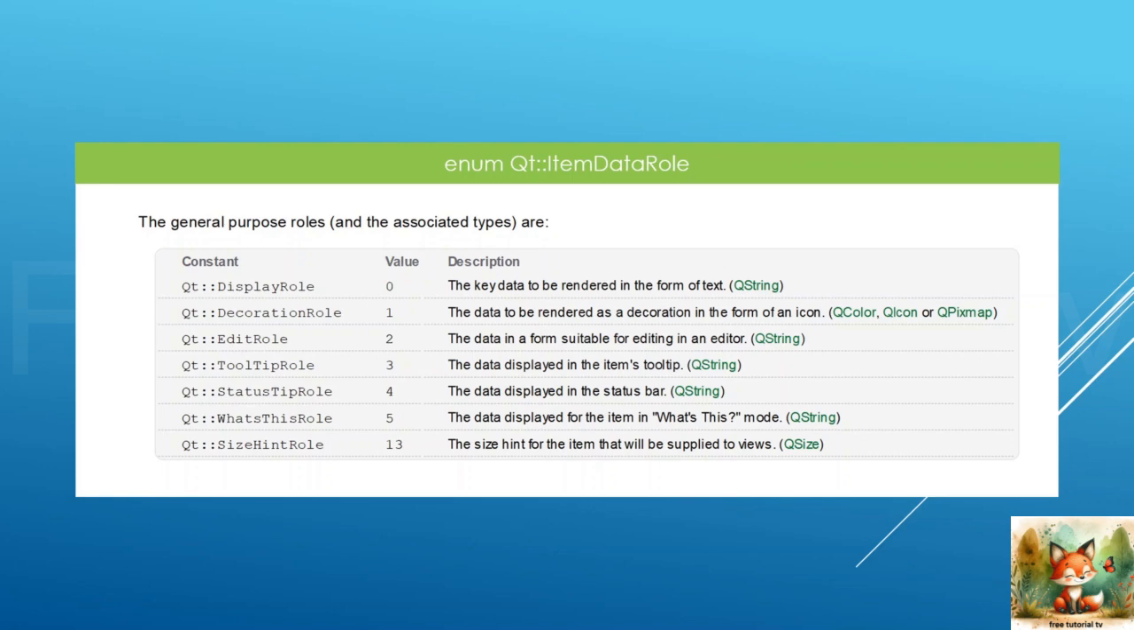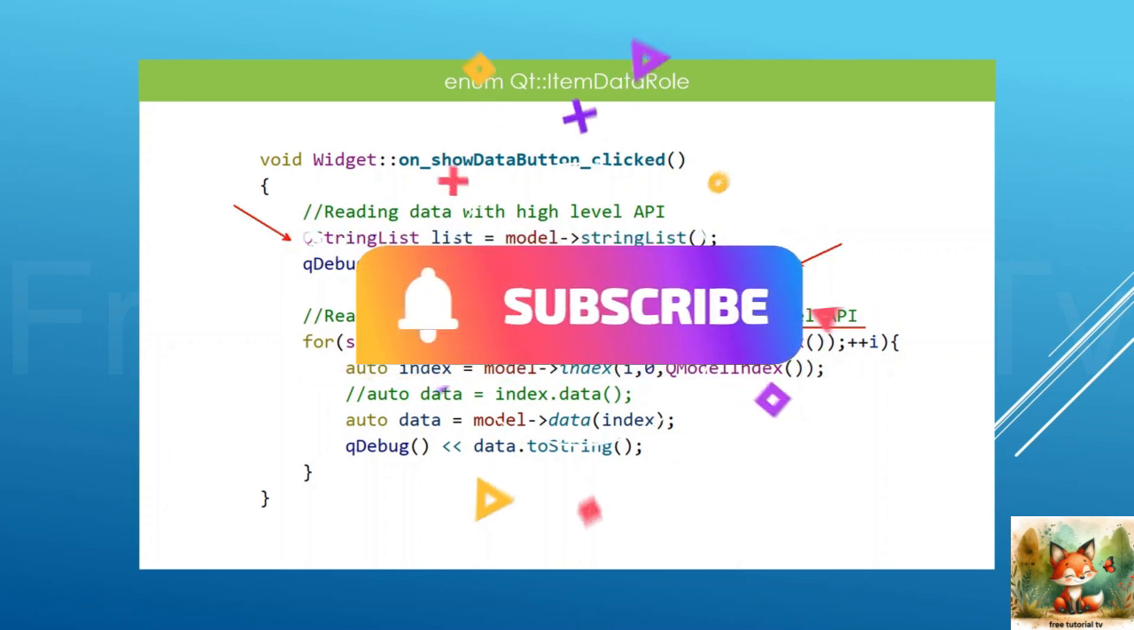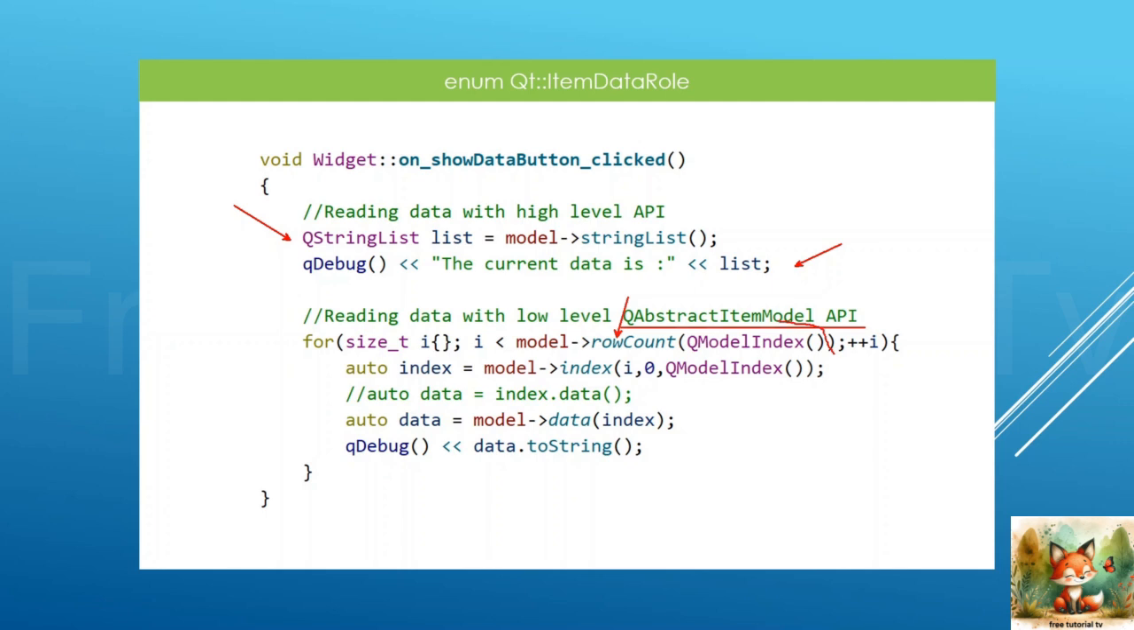And to read the data, we will be using the same roles we have been talking about in convenience widgets. And here we are going to see how we can show the data. And when we click on the show data button, we will get the string list from the model and we can print that. This is one option. But it is also possible to use the low-level QAbstractItemModel API as you see here. And what we do, we're going to ask the model, how many rows do you have under the root item? You see, we are passing QModelIndex parent here. We are calling the default constructor for QModelIndex, and this is going to give us a pointer to the root item in our tree structure.